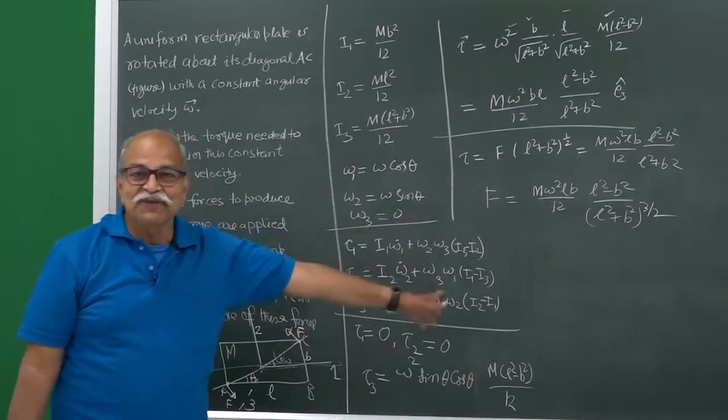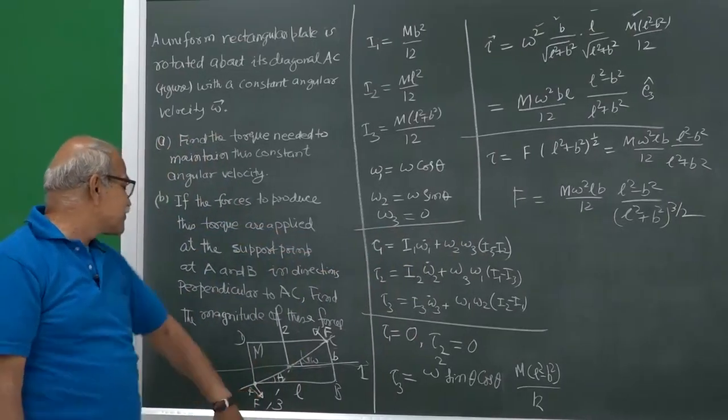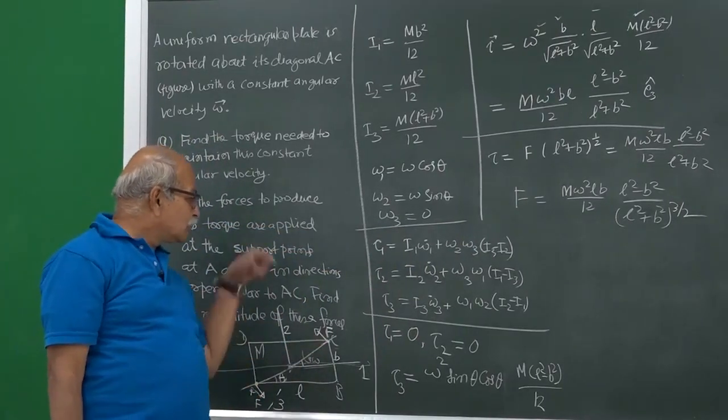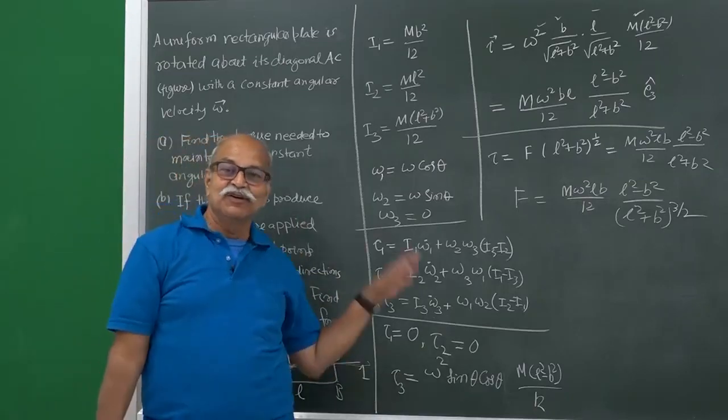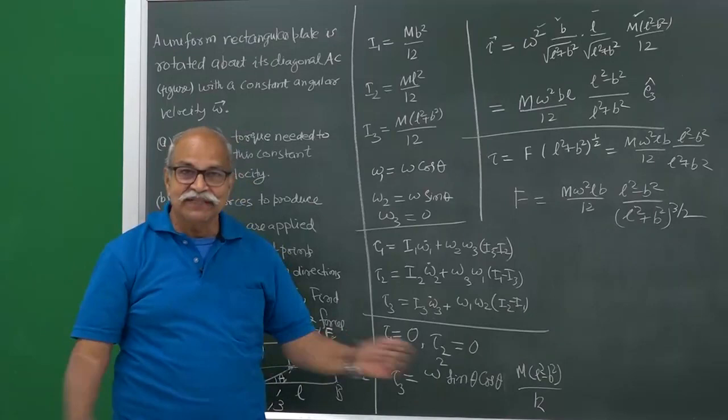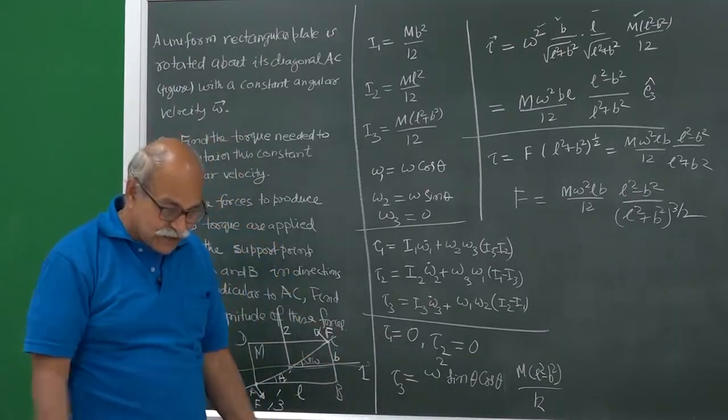So, this much force you have to apply here and this much force you have to apply here to get that torque, to maintain this uniform angular velocity of this rectangular plate about the diagonal. Let us take the next question.